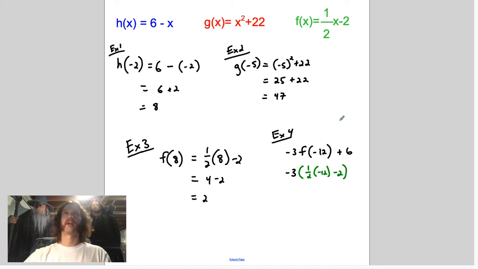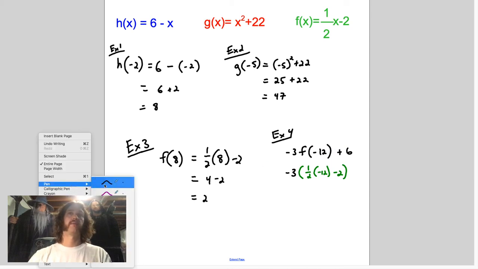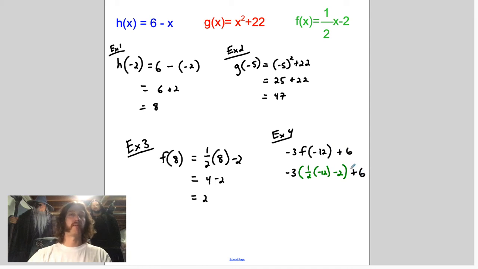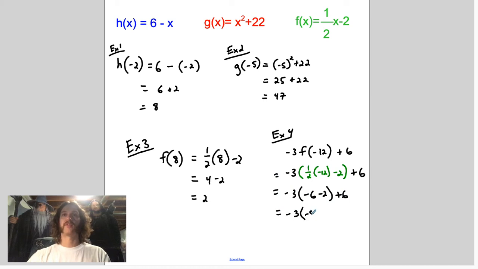Minus 2. I copied the whole equation, except I replaced x with what it is equal to there, plus 6. So PEMDAS, we got to do the inside the parentheses first. This will be negative 3 times half of negative 12, which is negative 6, minus 2, plus 6, gives us negative 3 times negative 8 plus 6, which is negative times a negative is positive 24, plus 6 is 30. So sometimes you'll see expressions that involve computations with sending something to the function.